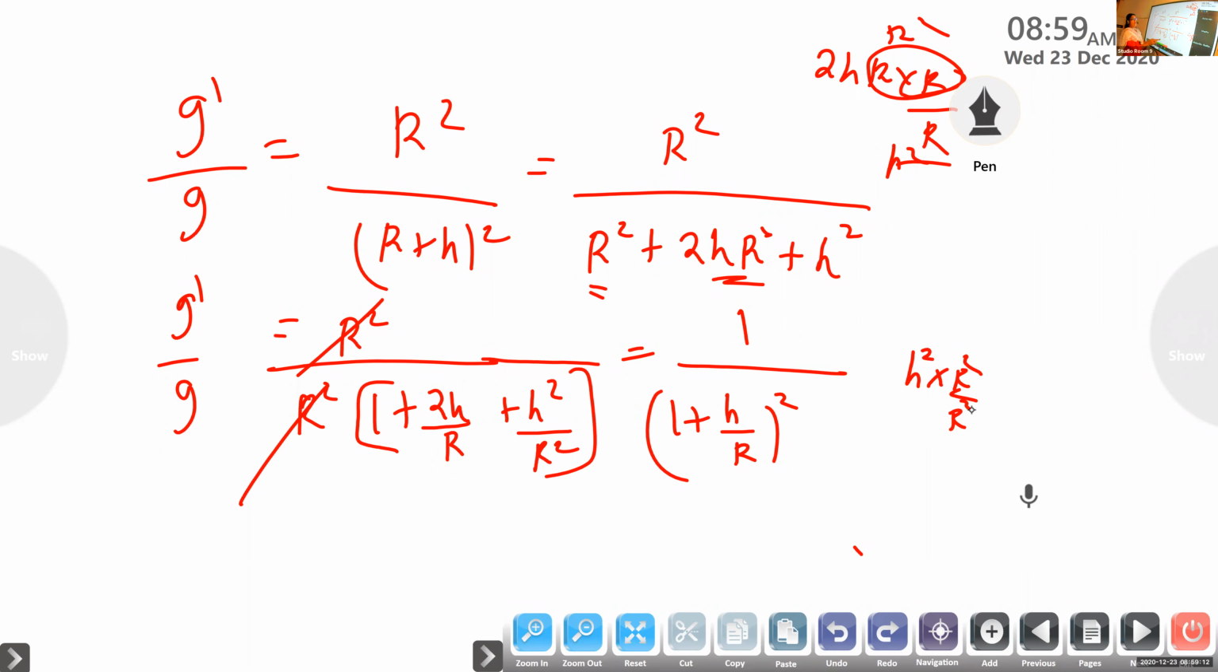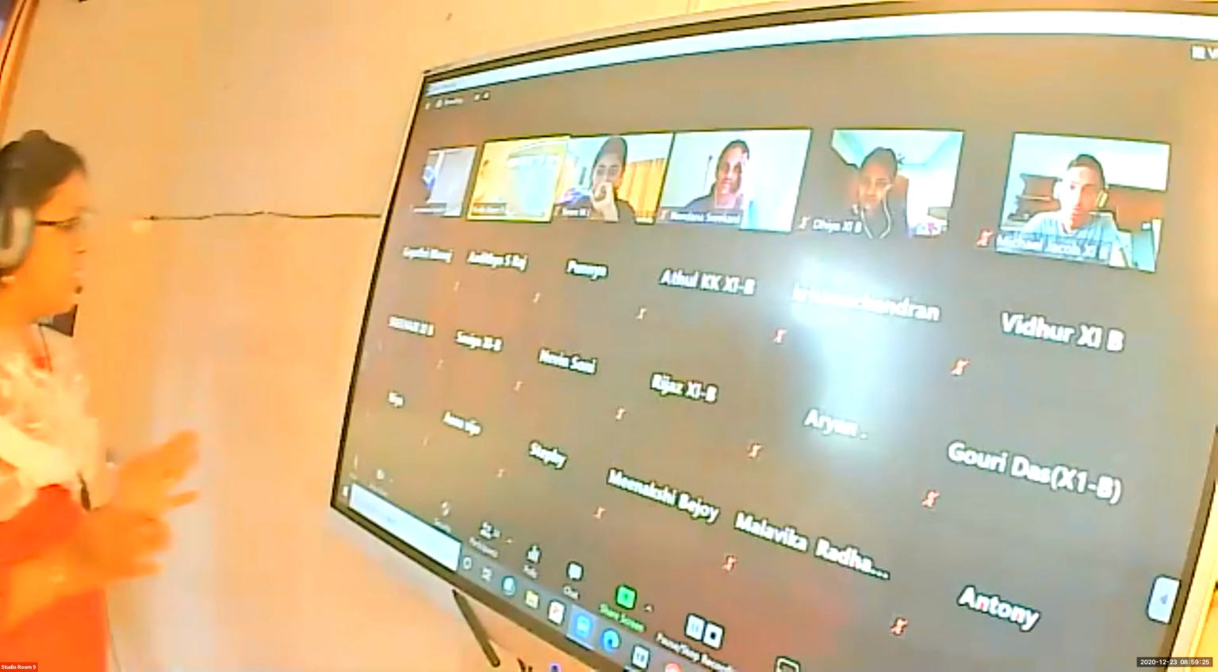So now what is remaining? 1 plus 2h by r plus h square. This is again a plus b all square. Okay? Any doubt for any other students? All the steps are clear, no?